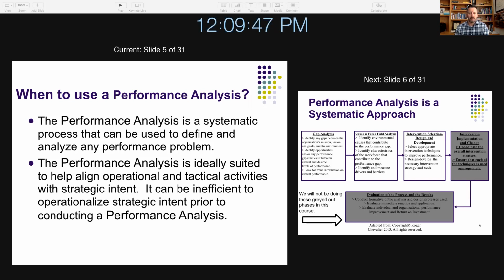If you've ever been involved with the strategic planning process, usually it's one in which you start at the very high level, defining your goals, defining your values before that, and then working your way all the way down to the performance. So either way, you can use this process.